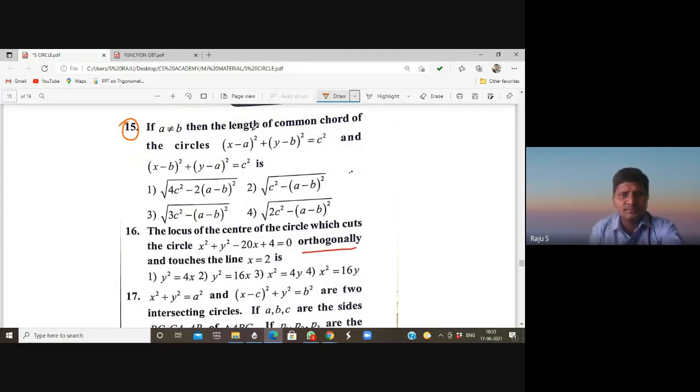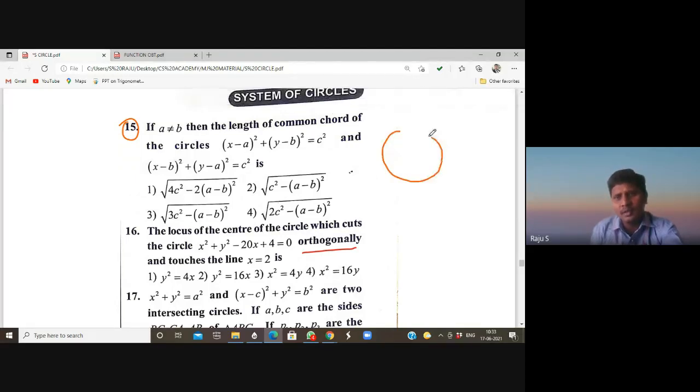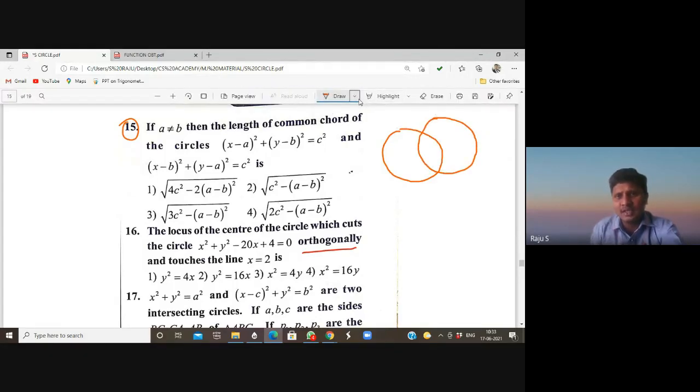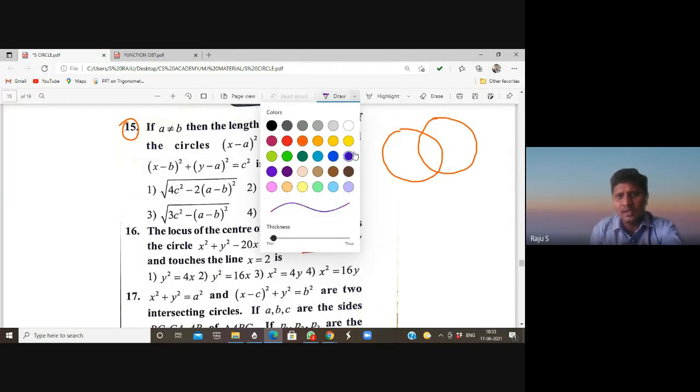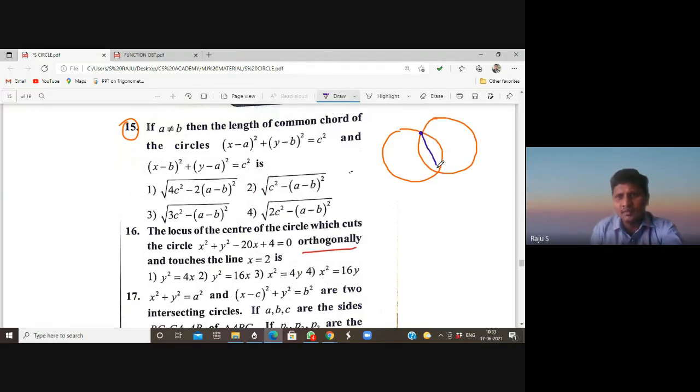The next, 15th one. The 14th one was also actually easy. 15th one: the length of the common chord of 2 circles. Here what they are asking is, this is one circle, this is another circle. 2 circles are intersecting, then they are asking the length of this common chord AB. How can you find the length of the common chord AB?